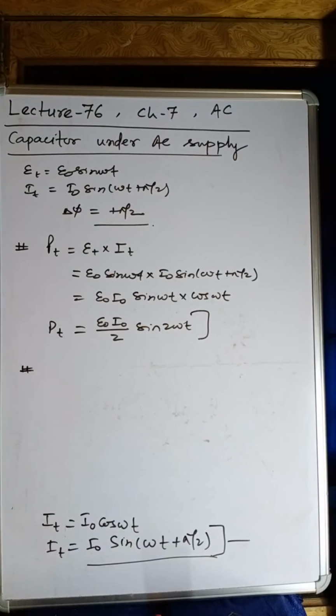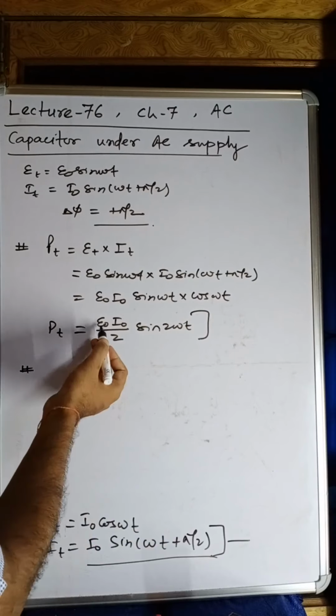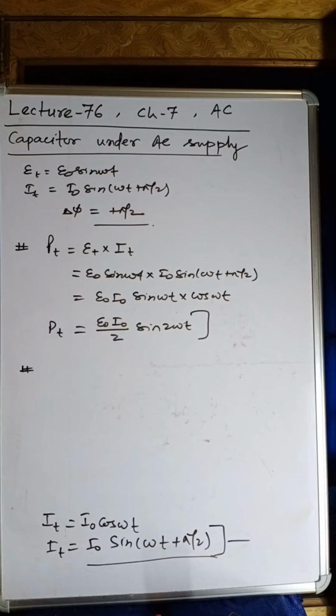Now the average power. You can see again the instantaneous power has the same magnitude, E naught I naught by 2, as in the inductive circuit, and the frequency is again twice the frequency of the AC current and voltage, as it was the same in the inductive circuit.